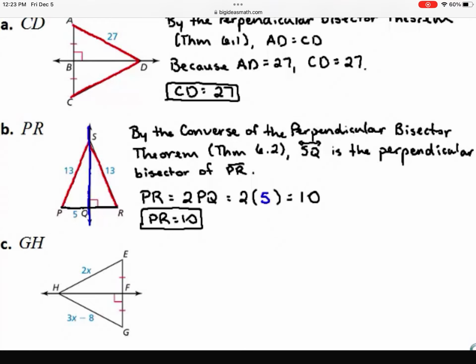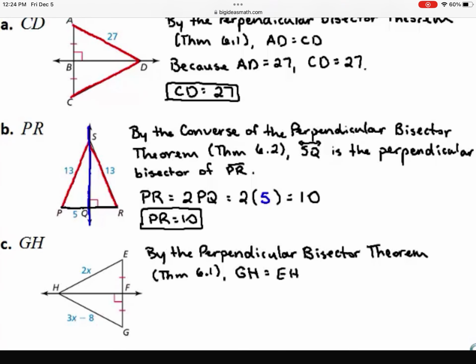Part C, GH. Looking at the diagram, you are given that GF is congruent to EF, and line HF is perpendicular to line GE. So line HF is the perpendicular bisector of line segment GE. So by the perpendicular bisector theorem, GH equals EH. You can substitute the given information into your equation, which gives 3x minus 8 equals 2x. Subtracting 2x from each side gives x minus 8 equals 0. Then adding 8 to each side gives x equals 8.